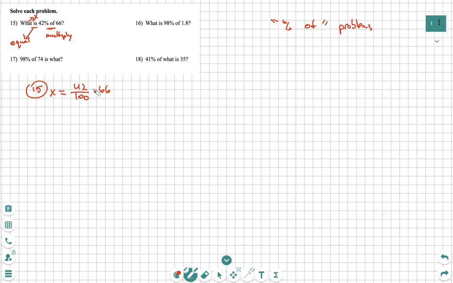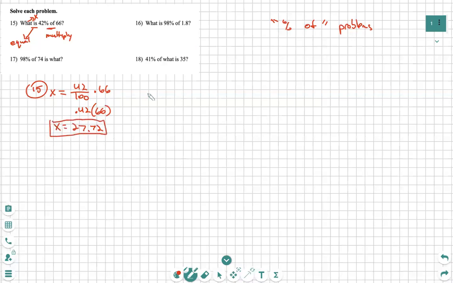Then in a calculator, we can also apply 0.42 times 66, if you want to do fraction versus decimal. Either way, you can multiply them and it will work. 0.42 times 66. X is equal to 27.72. So that would be 42% of 66. So that is how you solve 15.